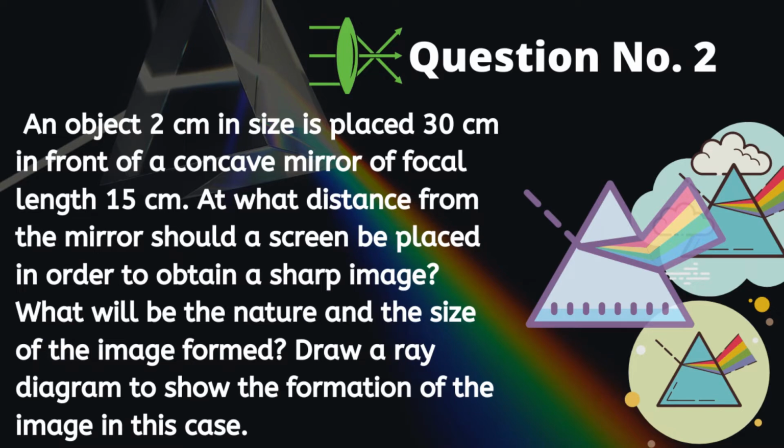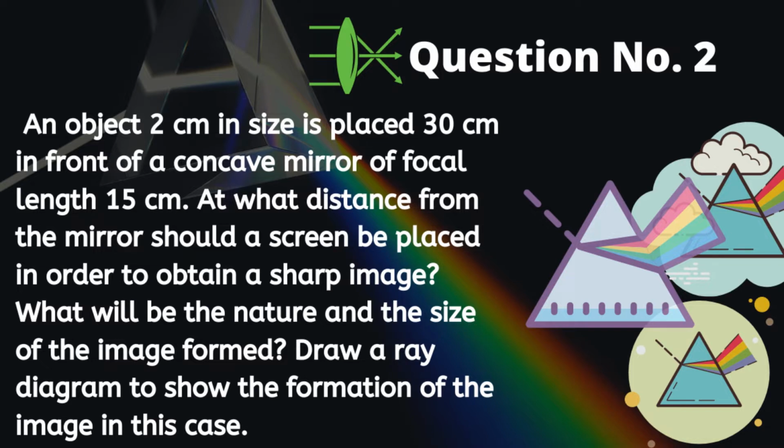Okay, so the second question is a numerical. It says that an object 2 cm in size is placed 30 cm in front of a concave mirror of focal length 15 cm. At what distance from the mirror should a screen be placed in order to obtain a sharp image? We will also have to identify the nature of the image, the position of the image, and the size of the image too, and support it with the help of a ray diagram.